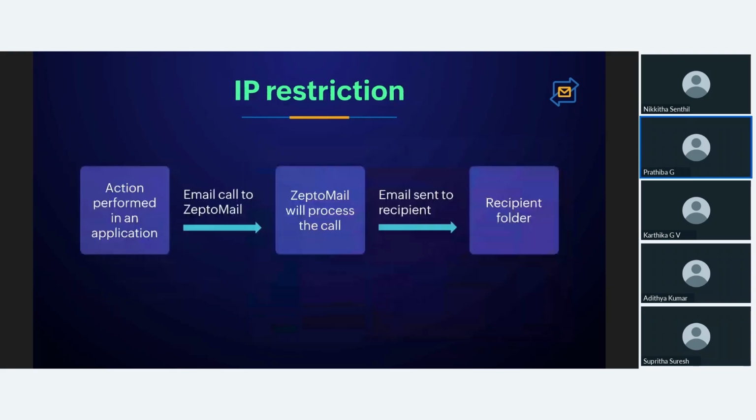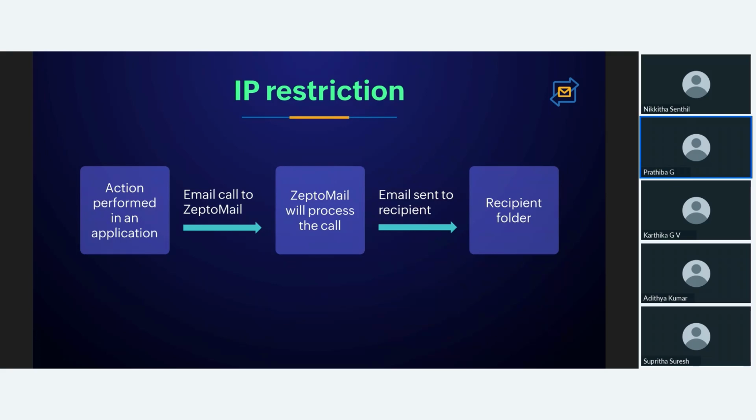The next feature is IP restriction. Now, before we get into what an IP restriction is, this is the email flow that we have here in ZeptoMail. First, an action is performed in the application, and this will trigger an email call to ZeptoMail. ZeptoMail will receive and process the call, and finally relay the email to the recipient under the application's name. Usually, the call made from the application to ZeptoMail will be from a recognized IP, and this could be from the organization premises.